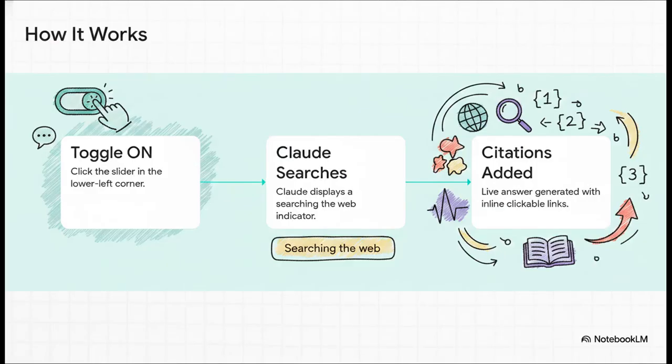The whole workflow is incredibly seamless. You just hit that little slider icon. It's located right down in the lower left corner of your chat input. Once you toggle that on, Claude will show a little searching the web indicator. And then, just a few moments later, boom, you instantly get an answer equipped with clickable inline citations.